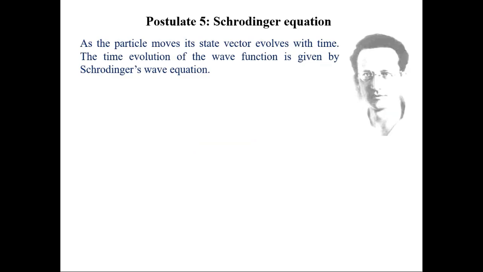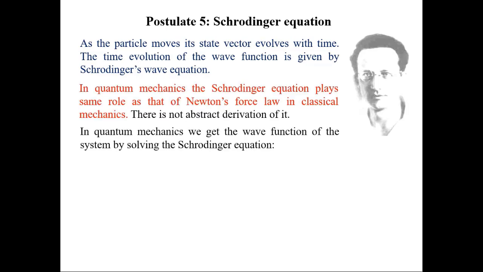Now comes the fifth postulate of Schrödinger equation. This equation enables us to find the wave function of a real system, and it also tells about how the wave function evolves in space and time. Strictly speaking, there is no abstract derivation of Schrödinger equation, like there is no derivation of Newton's law of motion.